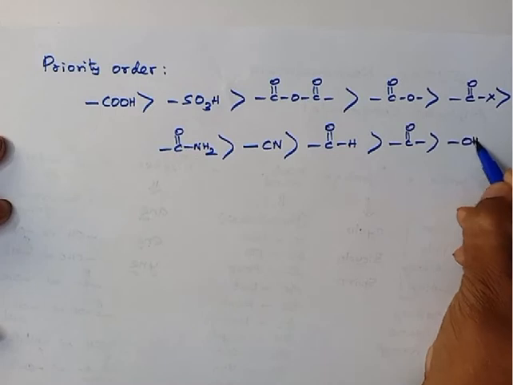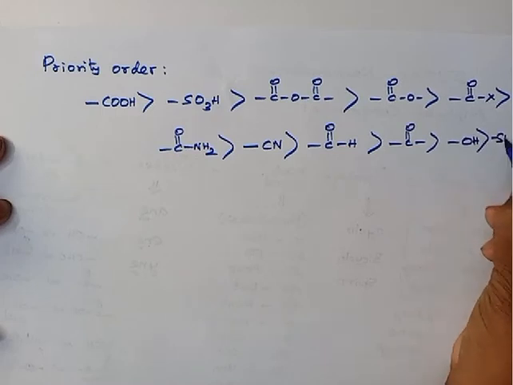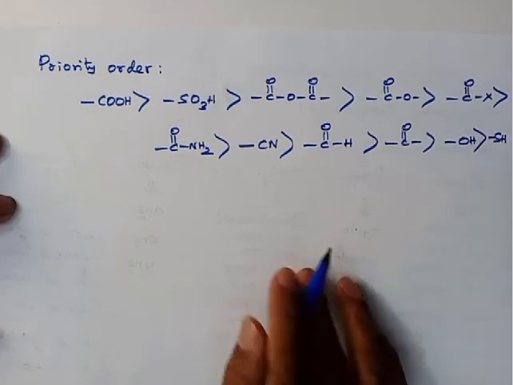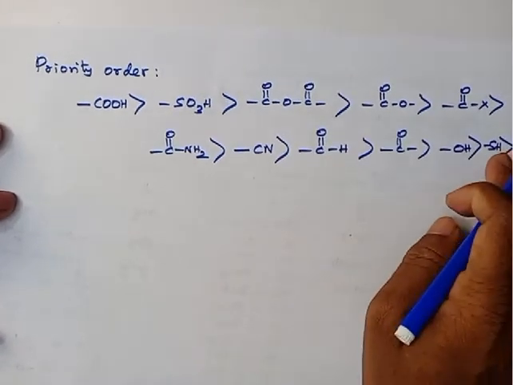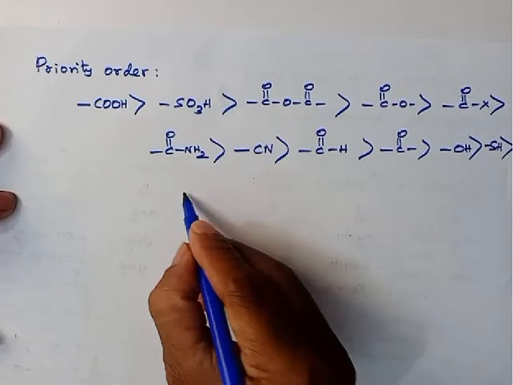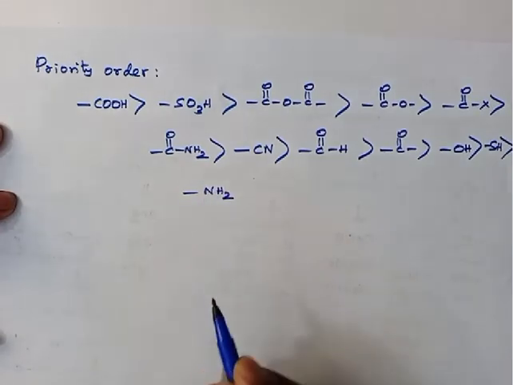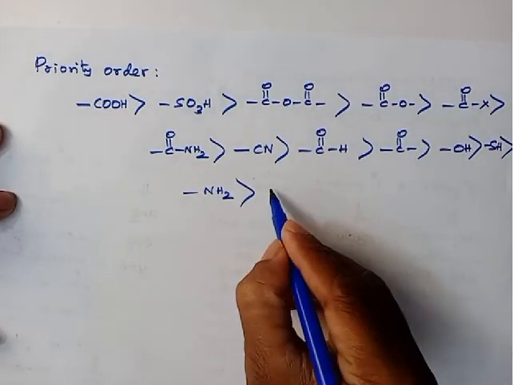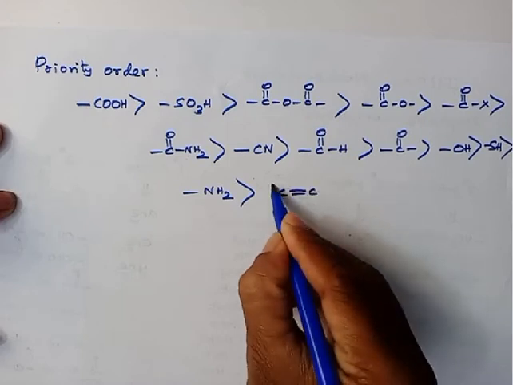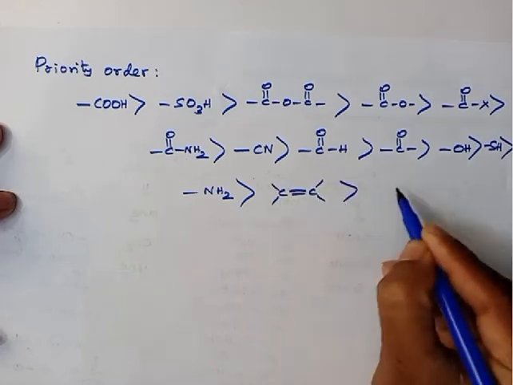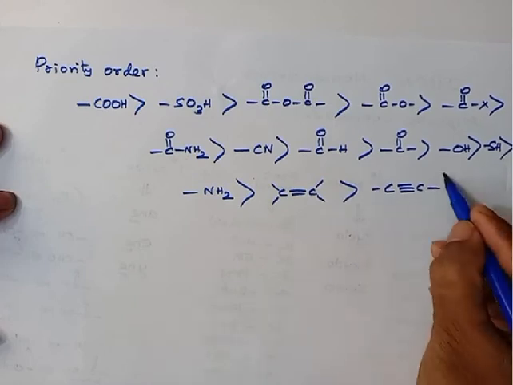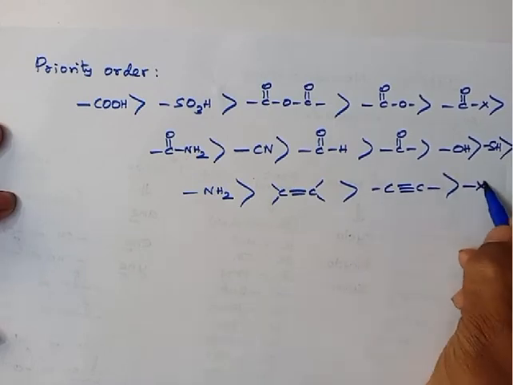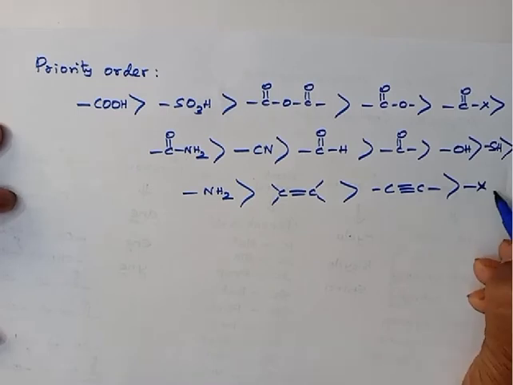Then alcohol. Then thiol, SH. This order goes again. Okay, I don't have space there, so I'll continue here. Then amino groups, amines. Then carbon-carbon double bond. Then carbon-carbon triple bond. Then we have halo group, nitro group, everything comes after that.